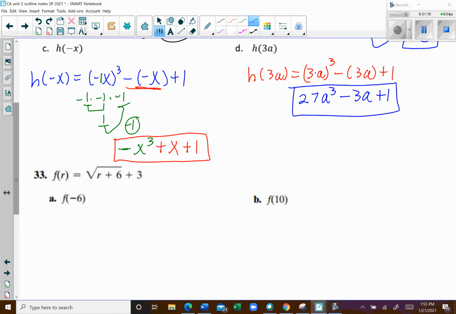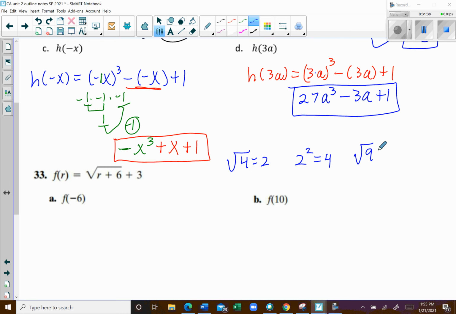Okay, 33, we're looking at a square root function. Hopefully we're somewhat familiar with square roots. I'll just do a couple easy ones real quick. The square root of 4 would be 2, and the reason is that a square root basically nullifies a square power. See, 2 to the power of 2 equals 4. So that's why the square root of 4 equals 2.